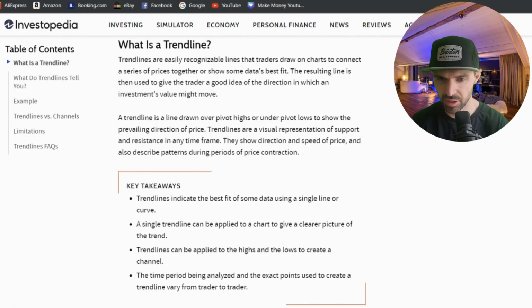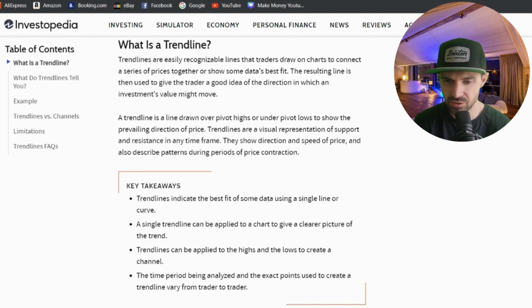So what is a trend line? Trend lines are easily recognizable lines that traders draw on charts to connect a series of prices together or show some data's best fit. The resulting line is then used to give the trader a good idea of the direction in which an investment value might move.